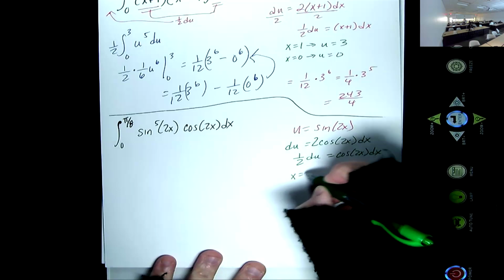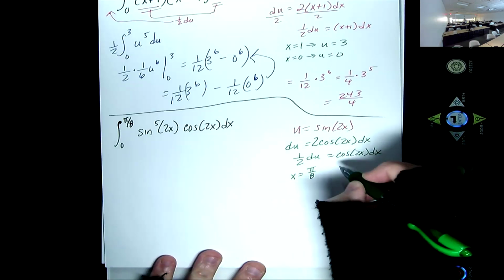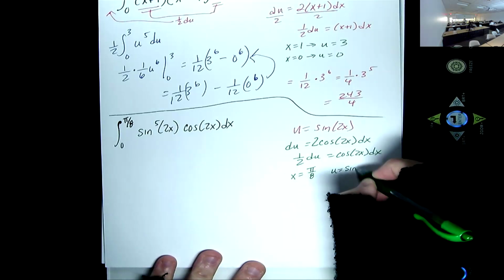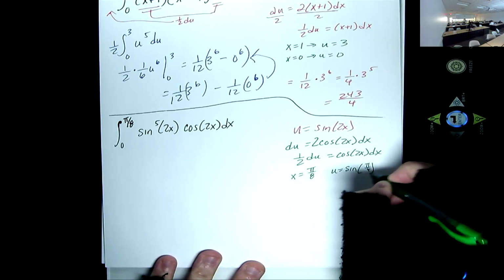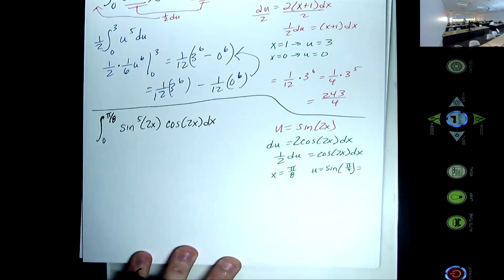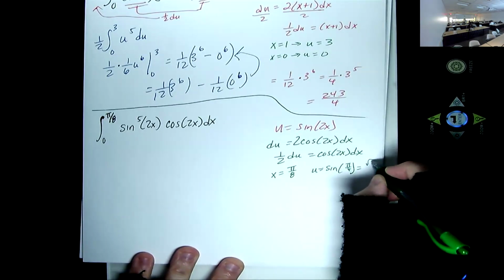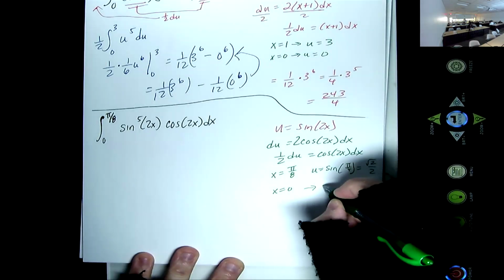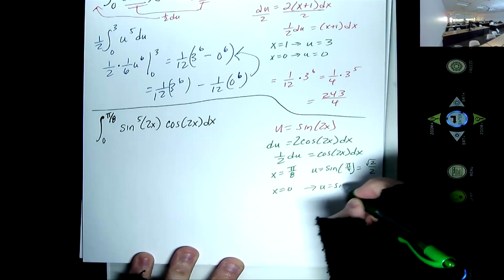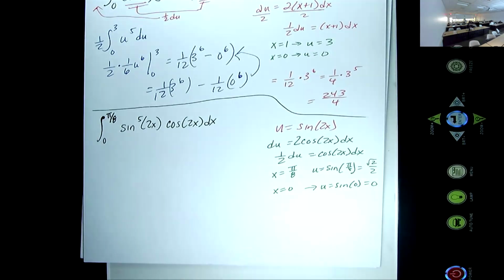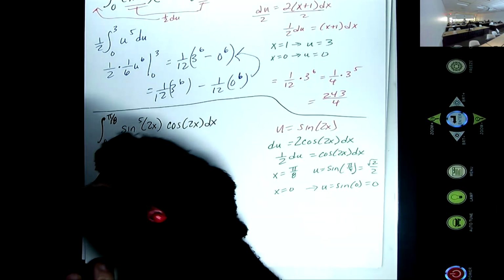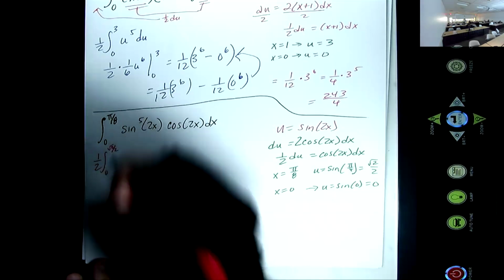So let's make our substitutions. Sine of pi over 4 is √2 over 2. Zero. So if I put a 1/2 du in, I put the 1/2 out front. And we're going from 0 to √2 over 2.